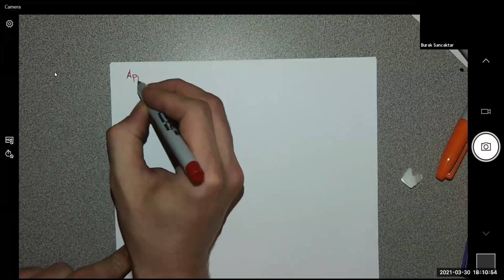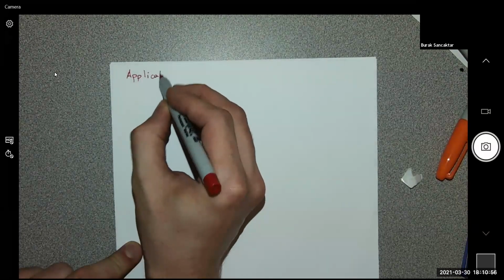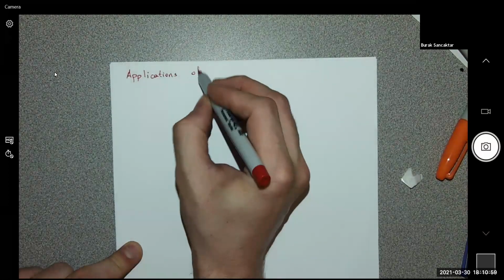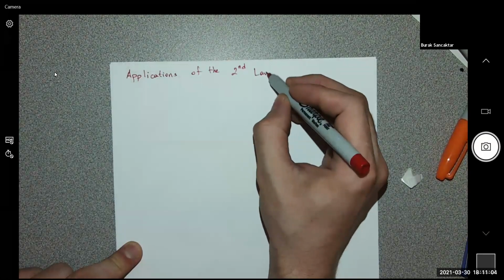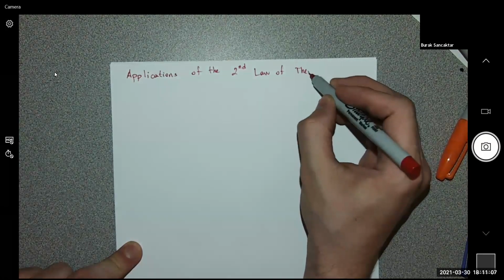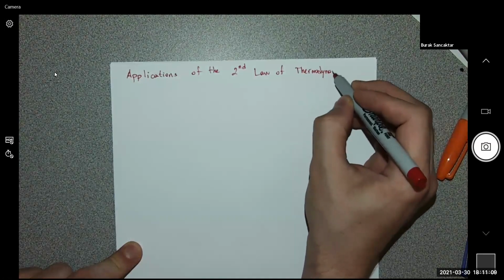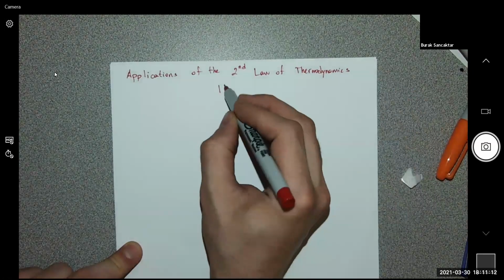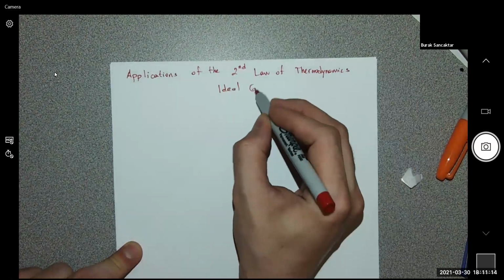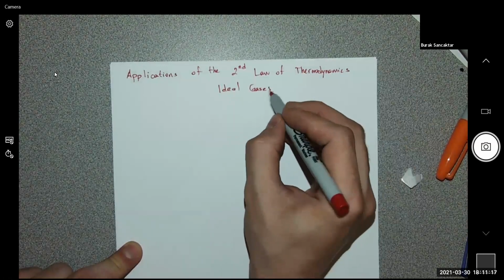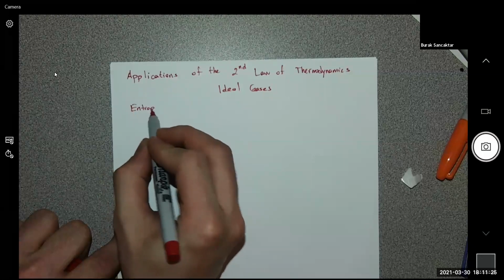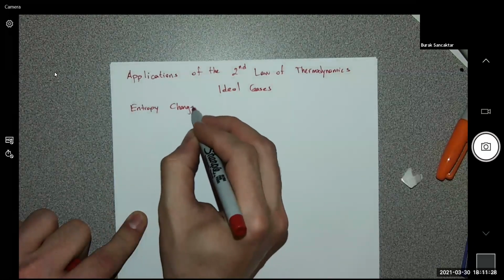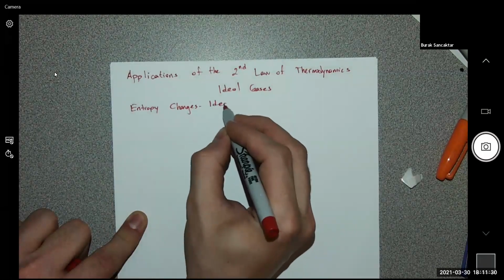Applications of the second law of thermodynamics for ideal gases. And first, we will start with entropy changes in ideal gases.